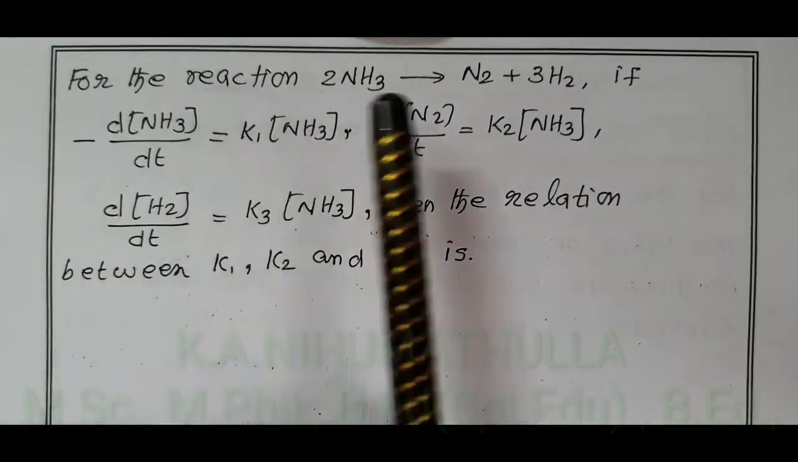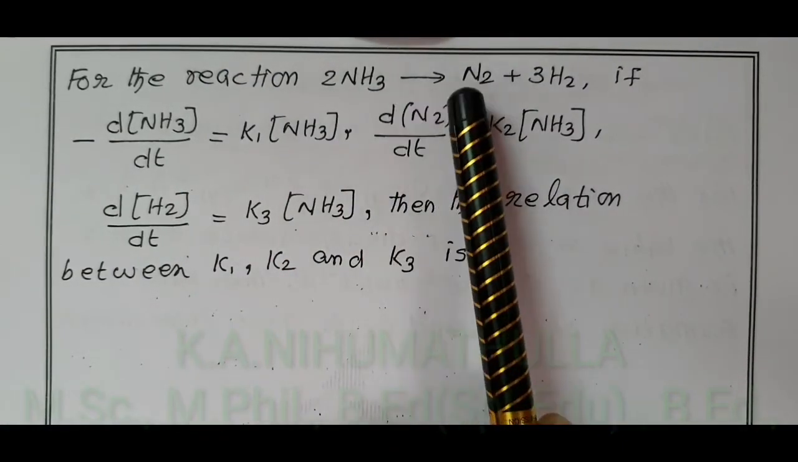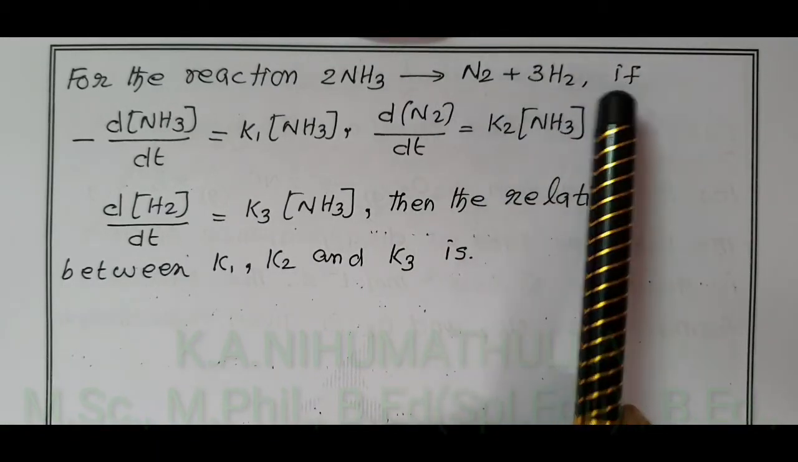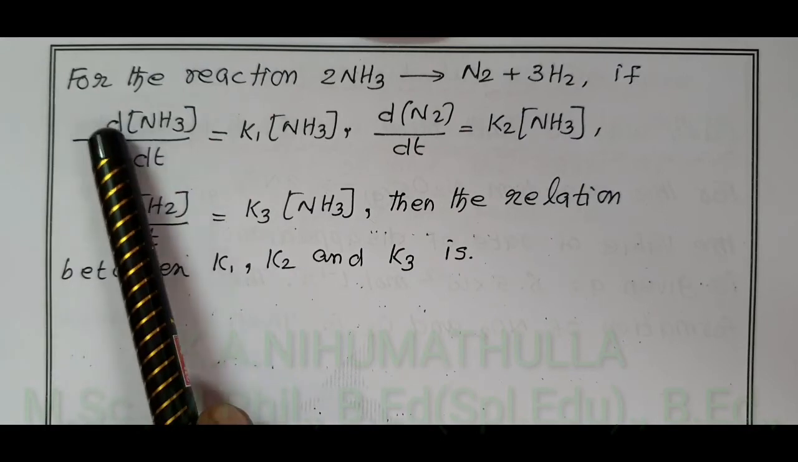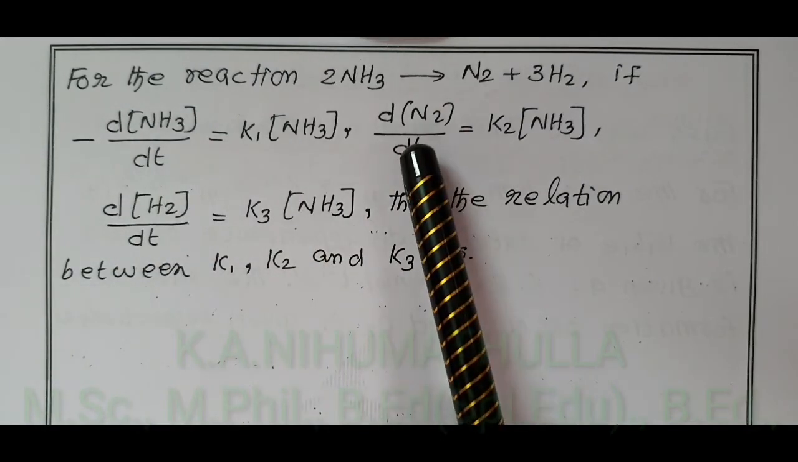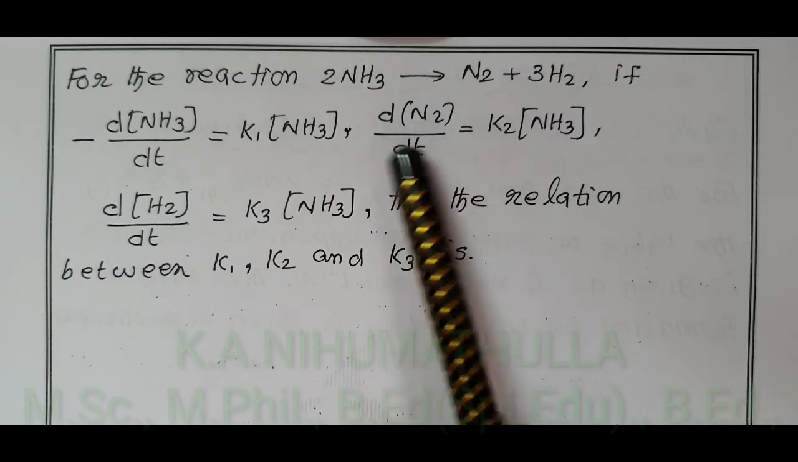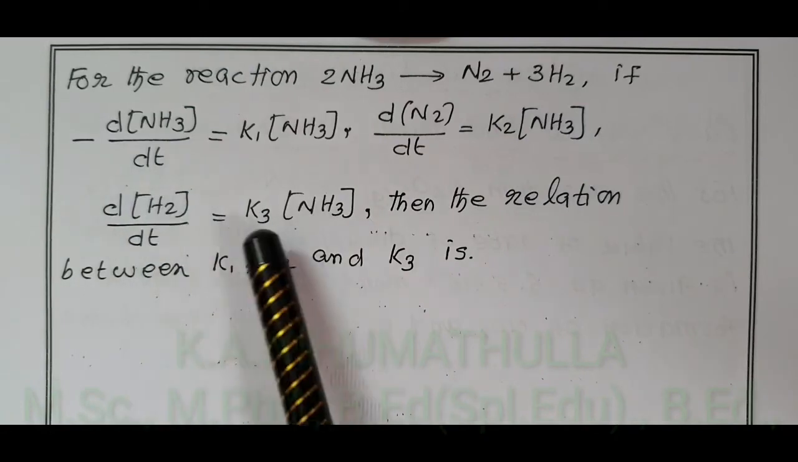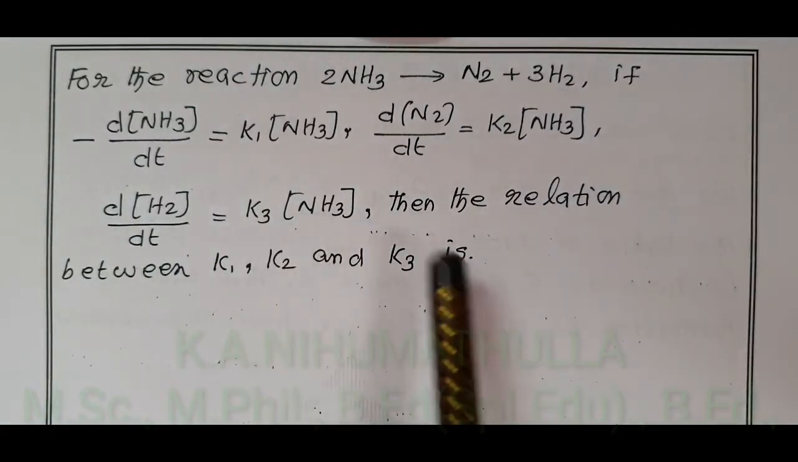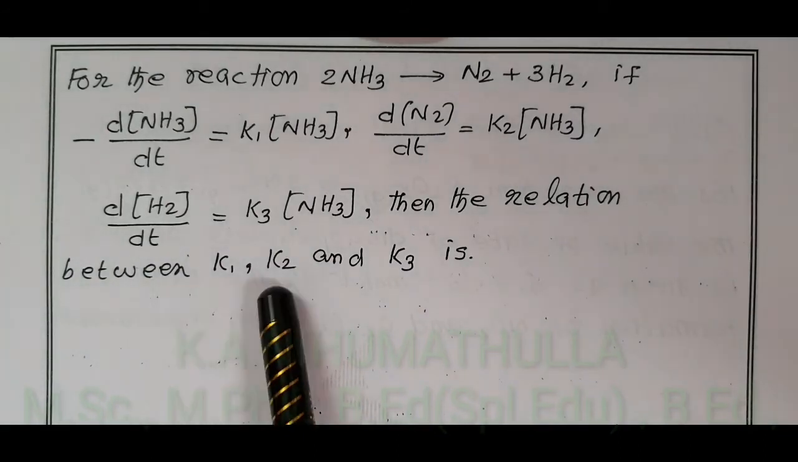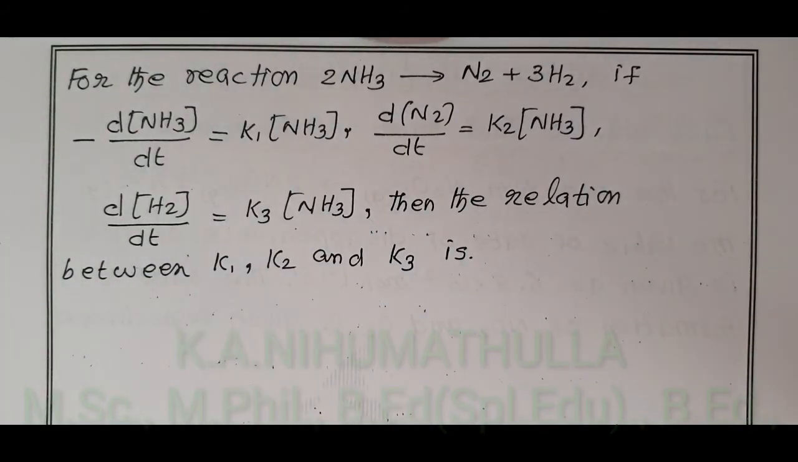Then the third problem, now we are going to see. For the reaction 2NH3 gives N2 plus 3H2, the decomposition of ammonia, if the rate of disappearance of NH3 is K1[NH3], the rate of appearance of N2 is K2[NH3], and the rate of appearance of H2 is taken as K3[NH3], then what is the relation between K1, K2 and K3? See the reaction.